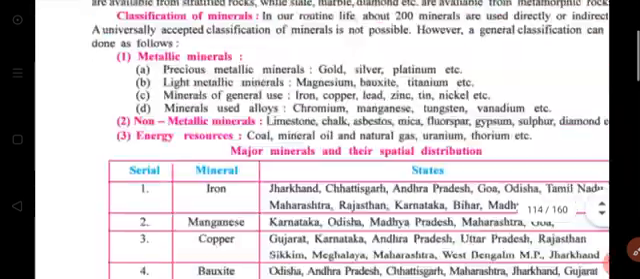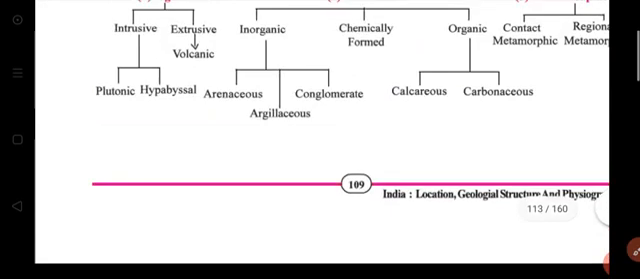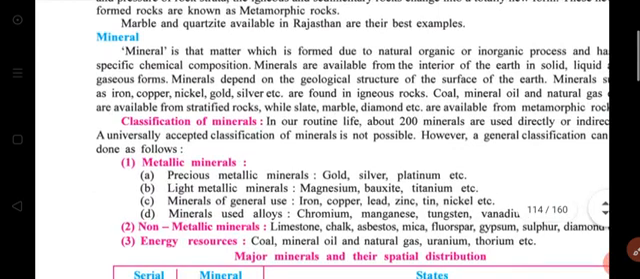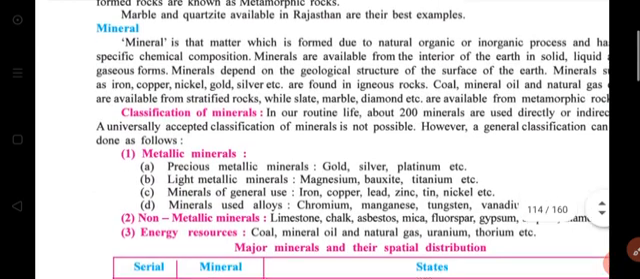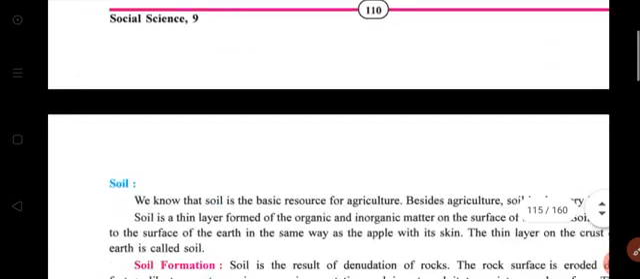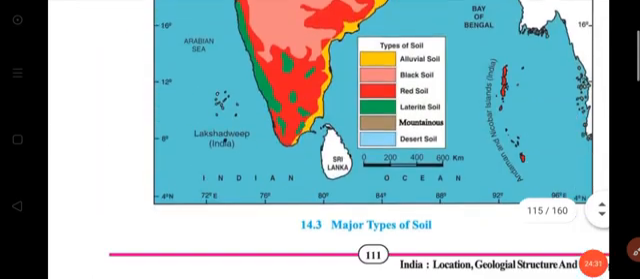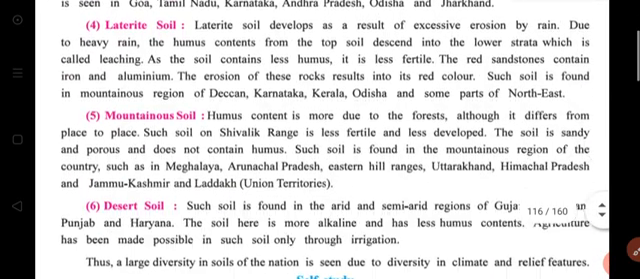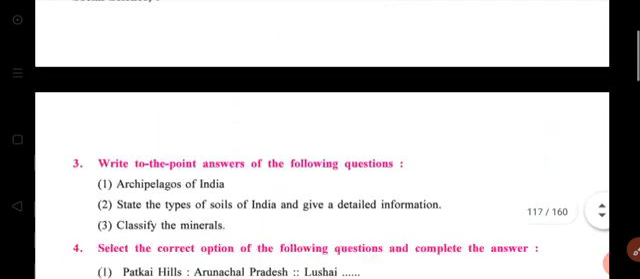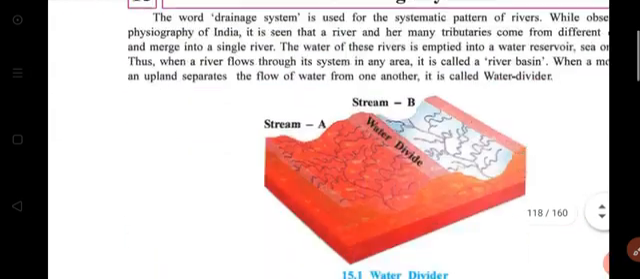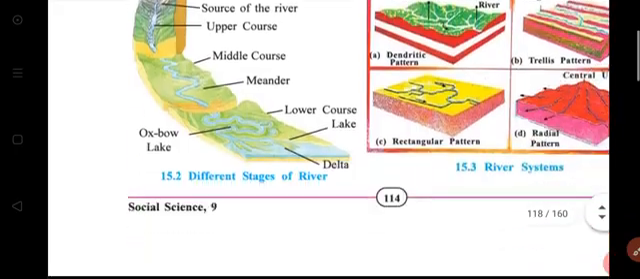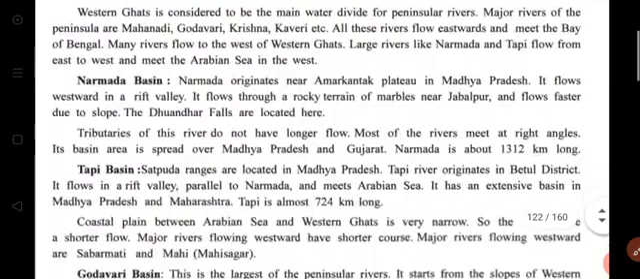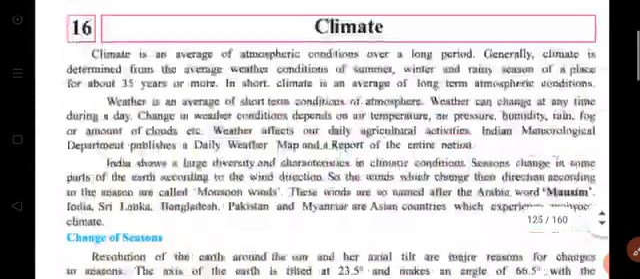Do your homework regularly. In every lecture I told you, please do your regular homework and submit it timely, please. So now we have done this chapter, and I will give you some important questions of chapter number 17, because when we did that chapter, we didn't take the important questions. So now we take the important questions of chapter number 17.